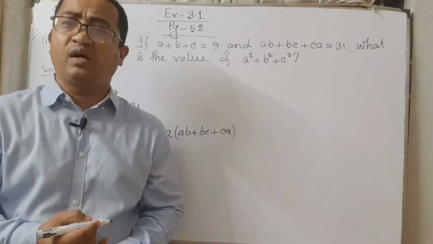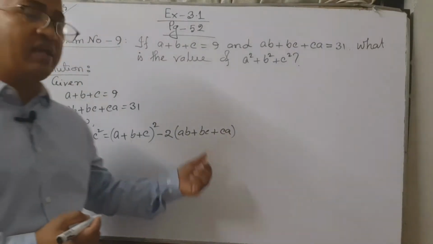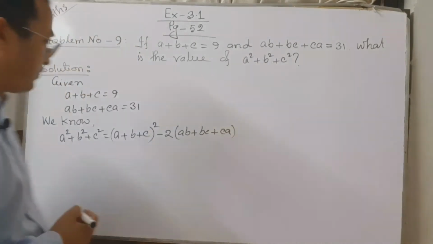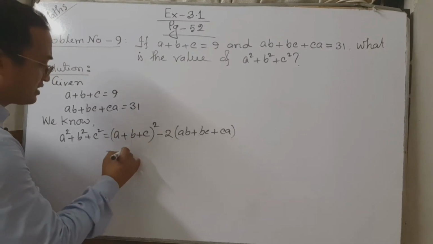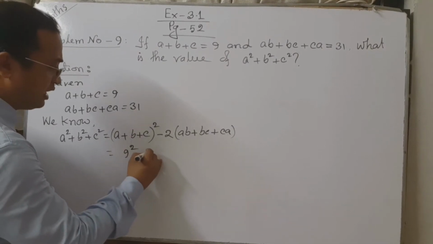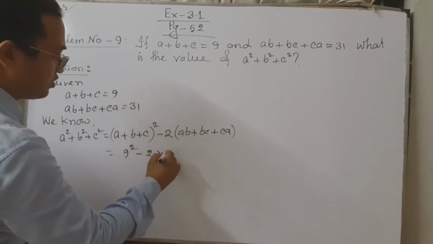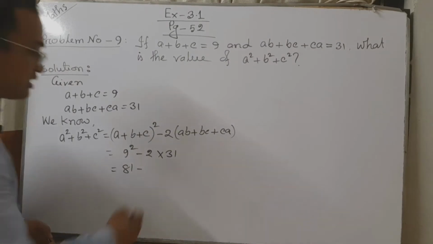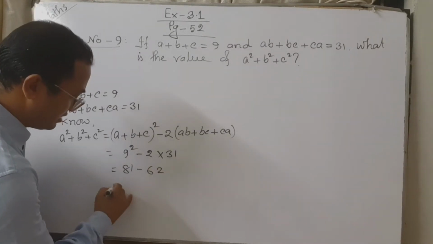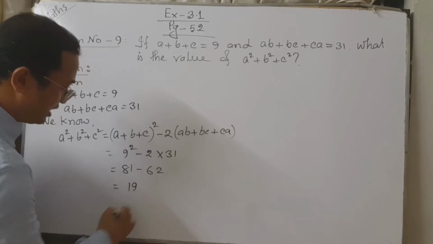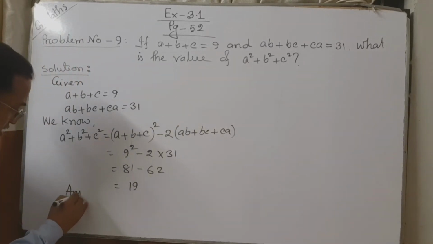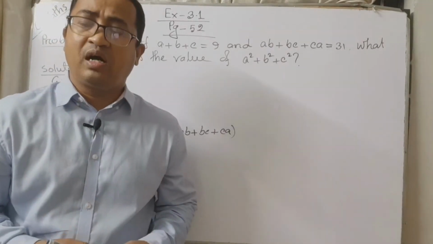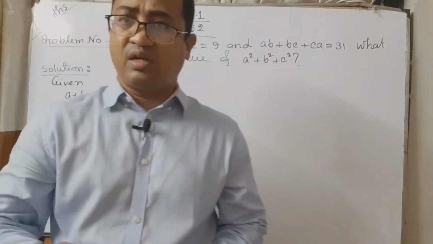Now put the values of a plus b plus c and ab plus bc plus ca and calculate it. You will get your desired answer. The value of a plus b plus c is 9, that is 9 square, and 2 into 31. This is 81, and 2 times 31 is 62. So what is the answer? 81 minus 62 is 19. So 19 is the answer of this math. I think this is a very easy one. Now we will discuss problem number 11.